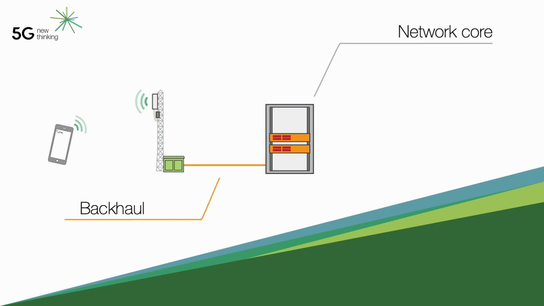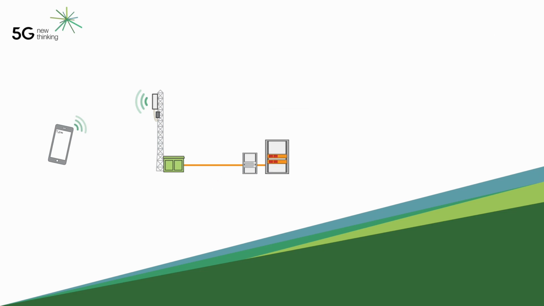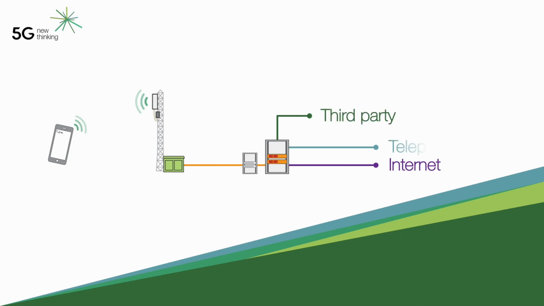The connection back to the core is called the backhaul, and while it is desirable for this to be a high bandwidth wired connection, it could also be another radio link. Note that there will likely be additional networking hardware between the base station and the network core. The core provides breakout to backbone internet connectivity and has interfaces that can connect to third-party and telephony cores.